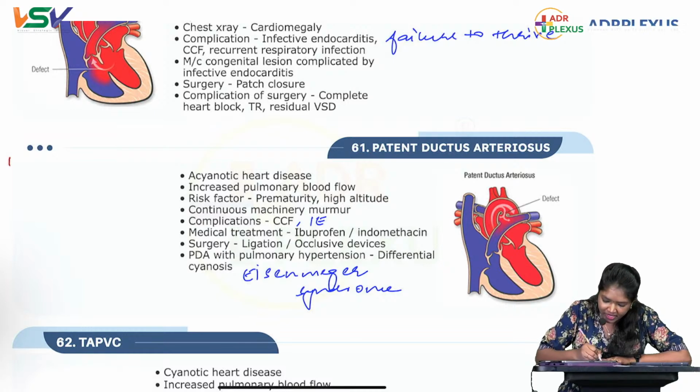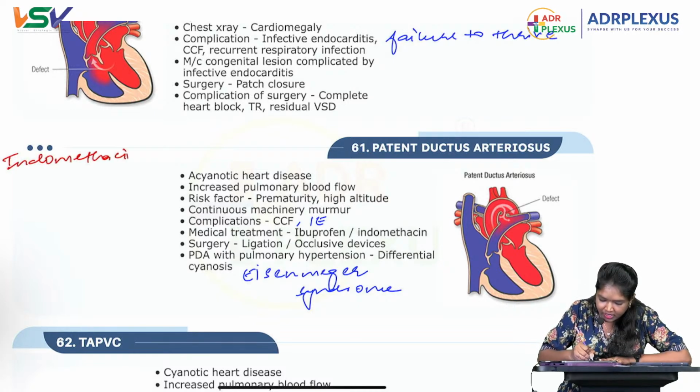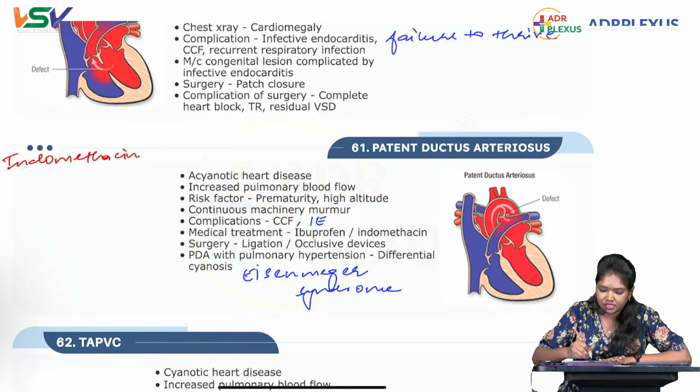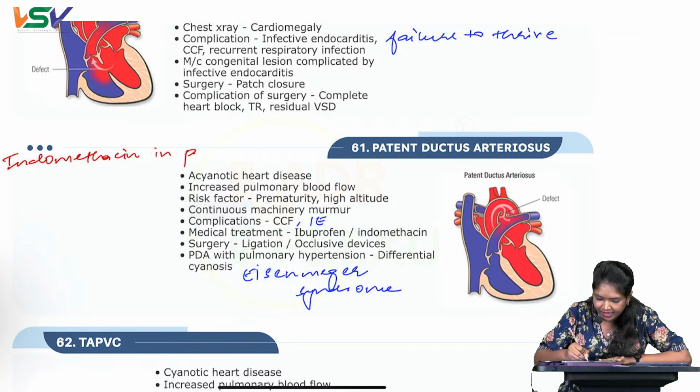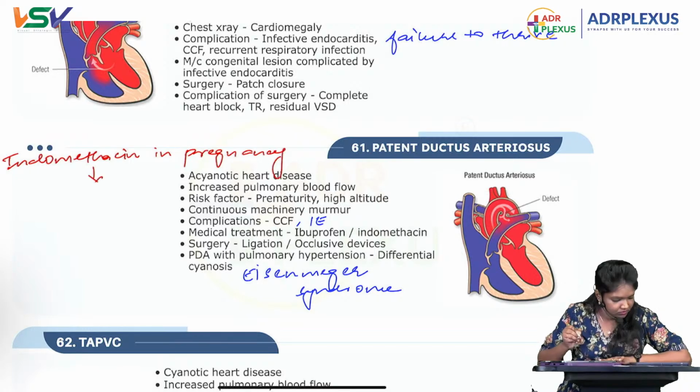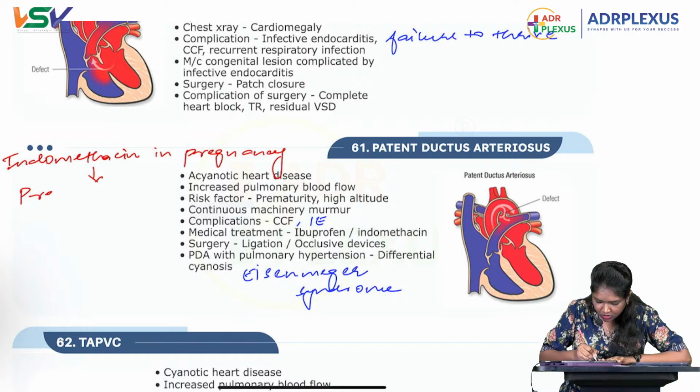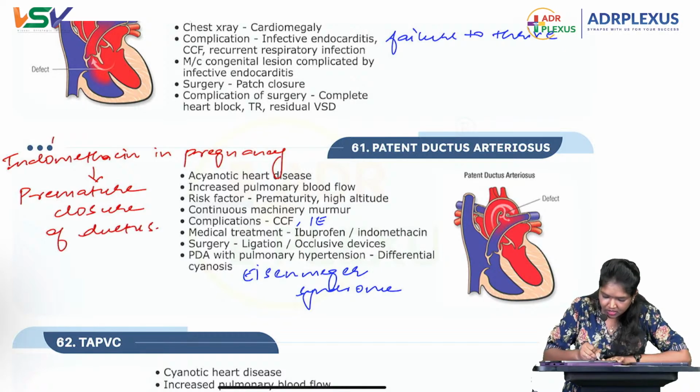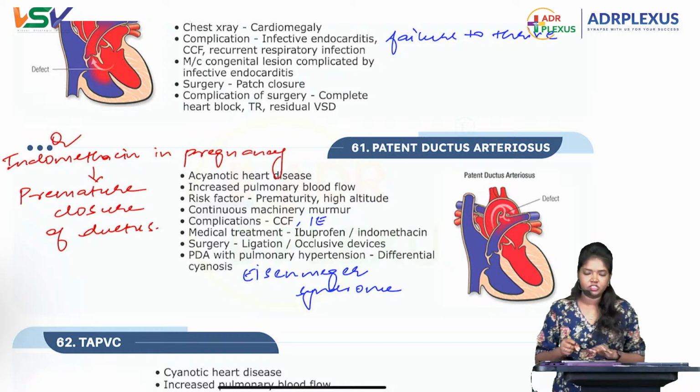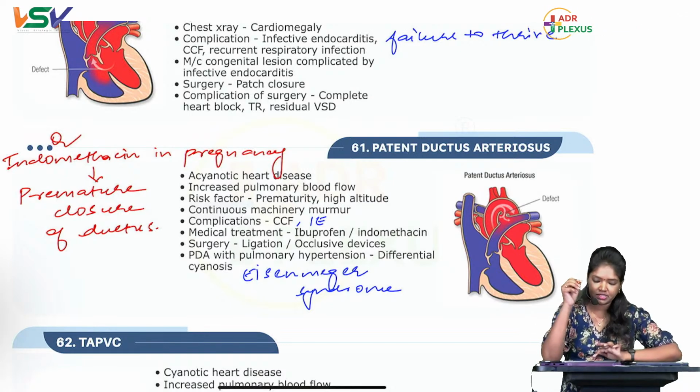Indomethacin in pregnancy, what will happen? You told me that for closure of PDA, we are going to give indomethacin. Suppose the mother is taking indomethacin in pregnancy, what will happen? Very good. Premature closure of the ductus. This is a NEET-PG question. So this is about patent ductus arteriosus.